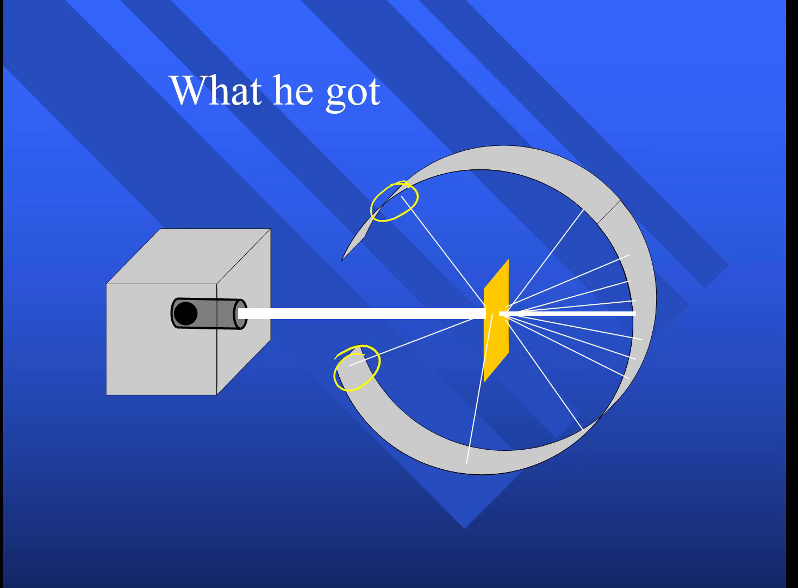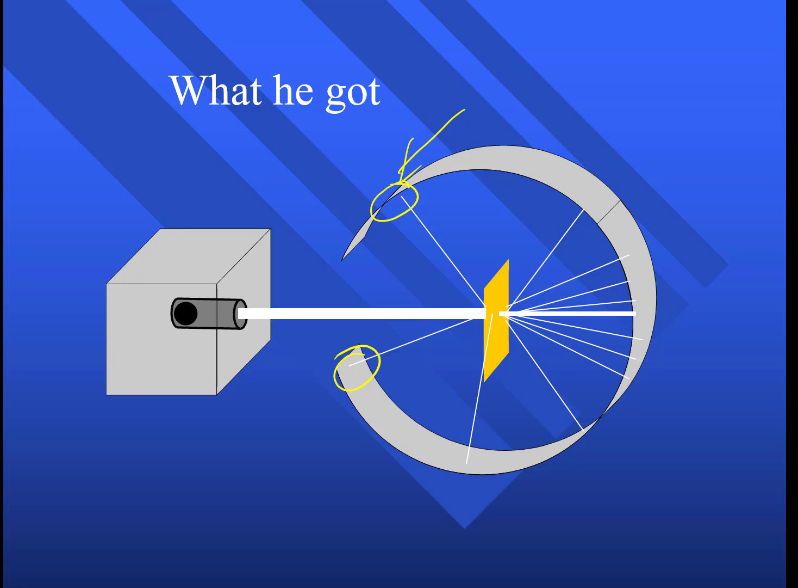When he saw this result, they give him this quote. When he saw those ones that had bounced off the gold foil, he said, I could not have been more surprised if someone fired a 15-inch cannon at a piece of tissue paper and the cannonball bounced off. Now, that sounds like a big exaggeration, cannonball bouncing off tissue paper.